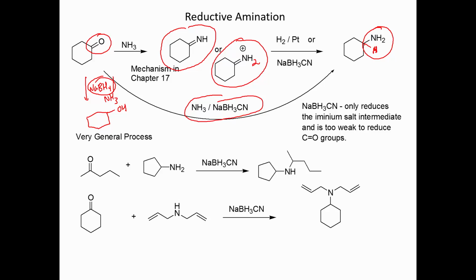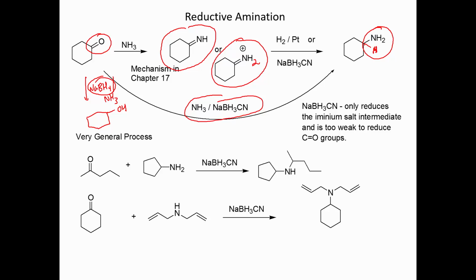Hydrogen and platinum is also more reactive to the carbon-nitrogen double bond than it is to the carbon-oxygen double bond, so you see that used frequently as well in reductive amination. All right, it's a very general process. I showed it with ammonia up here, but you can use a primary amine or a secondary amine.